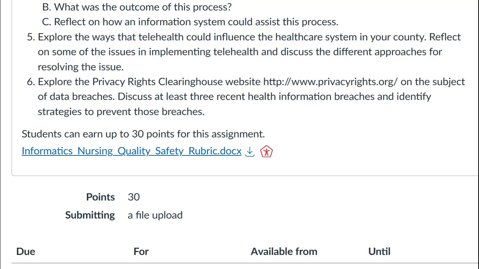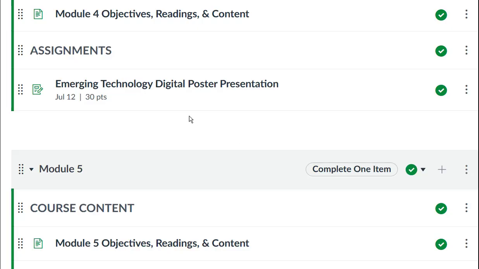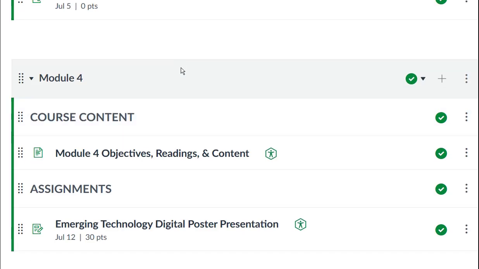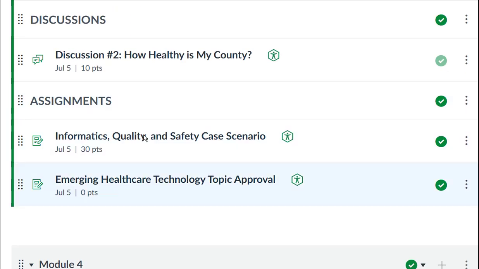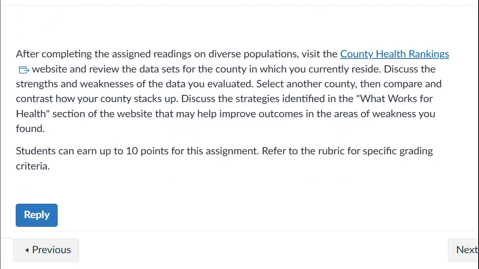And assignment number 2 is the discussion board. Okay? So you're going to need to complete your discussion board. How healthy is my country? So some of the best discussions happen during this particular activity, so I'm excited to read them.